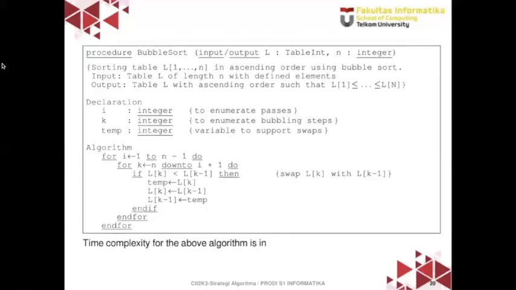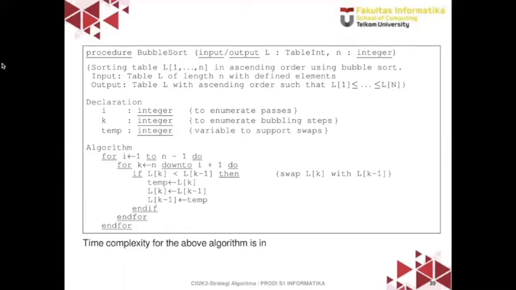So this is the pseudocode for that. We have pass 1 to n minus 1, and then we compare the elements from an to i plus 1, and then we swap if necessary, and we do it until we have the final pass.